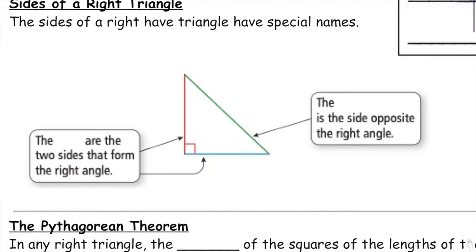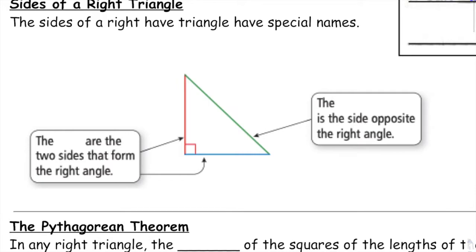So, sides of a right triangle. The sides of a right triangle have special names. These parts are called legs. You guys have it right there. The legs are the two sides that form a right angle, so we could label this as leg A, and this could be labeled as leg B. So we'll just label that as A and B.